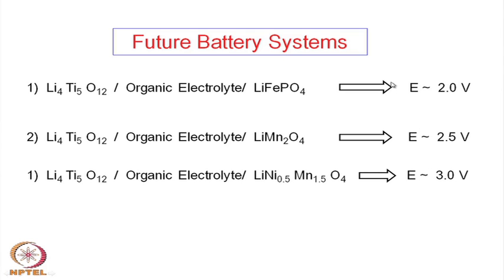So, these are some of the systems which can be tried out, have been tried out, and people think that these are possibilities for the future. The most important thing in any of these is that there is no cobalt in it. Cobalt is one of the bottlenecks, and that can be avoided in all these systems, and the volume change of the graphite can also be avoided.